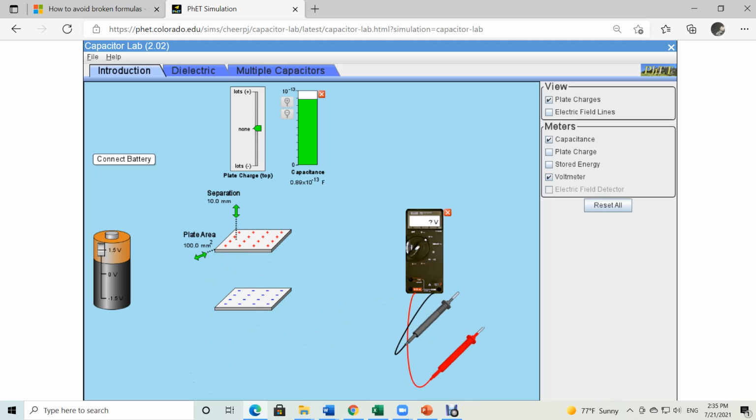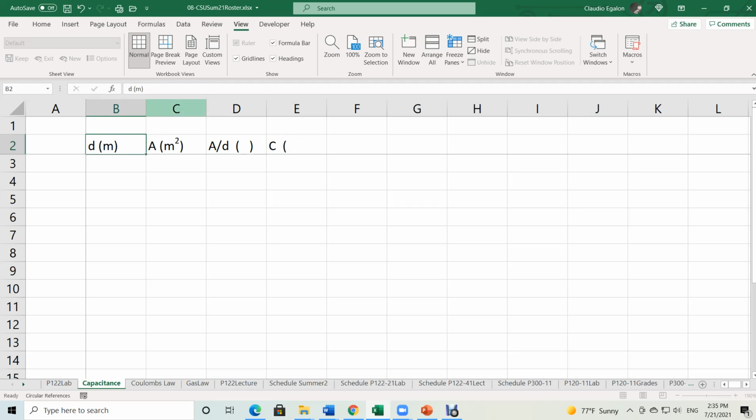Okay, so here you go. At this moment, the separation is 10 millimeters. 10 millimeters, you divide by 1,000, you get that in meters. Plate area is 100 millimeters square. You gotta convert that. You know what? Let's go back here. It's better if you leave that in millimeters, okay? Leave that in millimeters. Otherwise, it's gonna be a little bit complicated to convert. Yeah, leave in millimeters for now. And then, here you go.